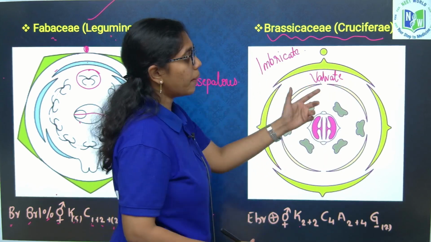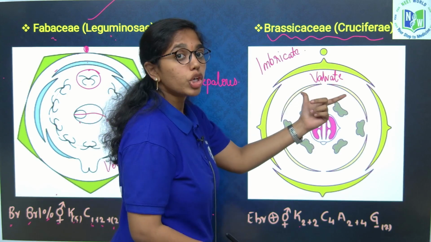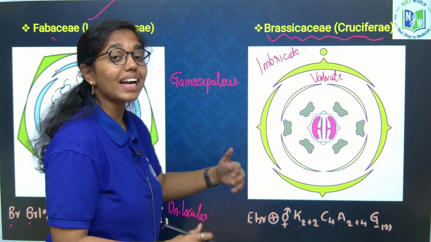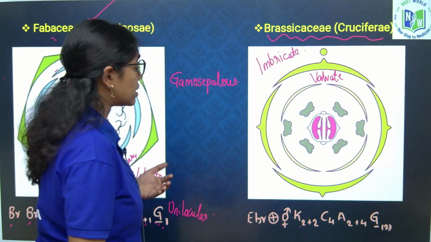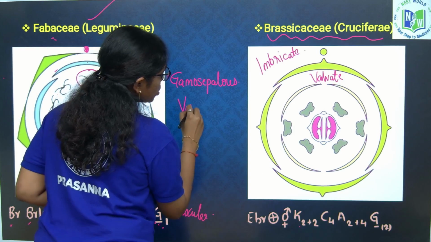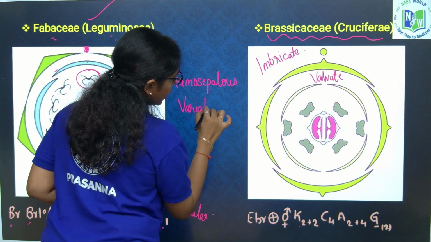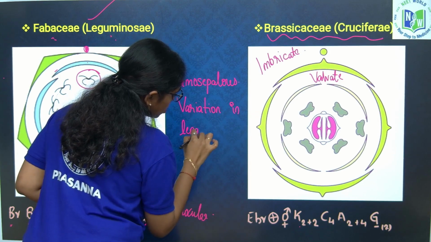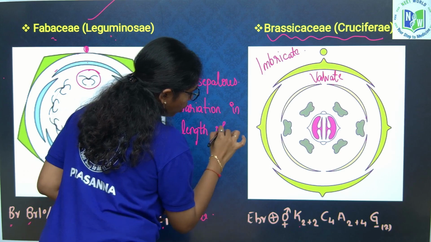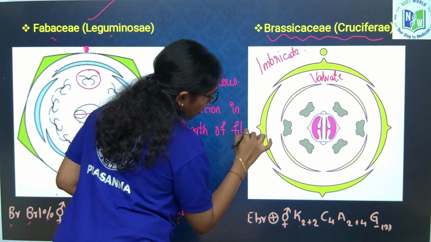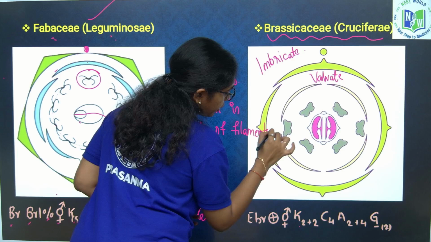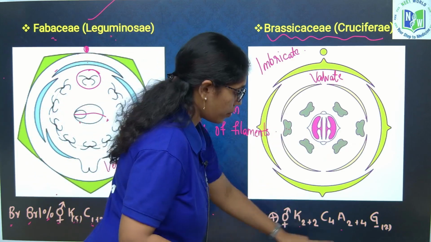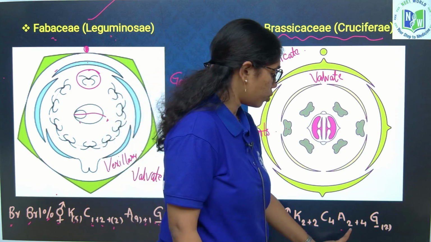Next to the petals or corolla, you will have androecium. Looking here, you can easily say that androecium is of different lengths. This family has variation in length of filaments, that is androecium is 2 plus 4. Variation in the length of filament, androecium 2 plus 4.